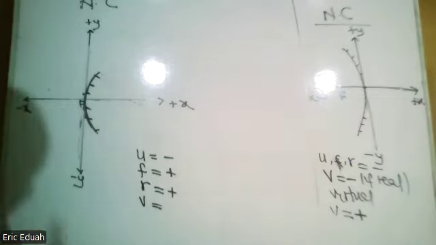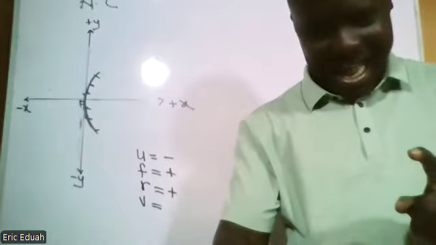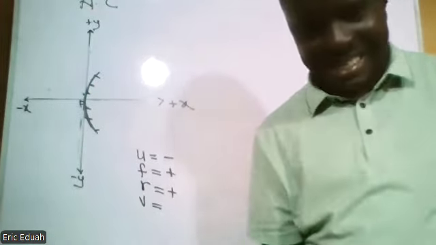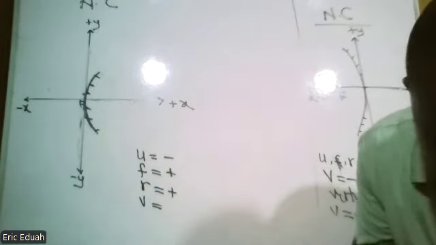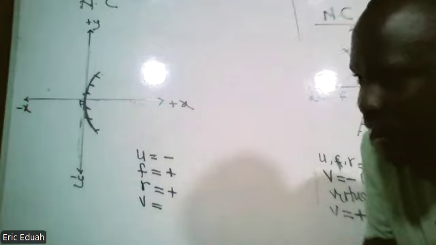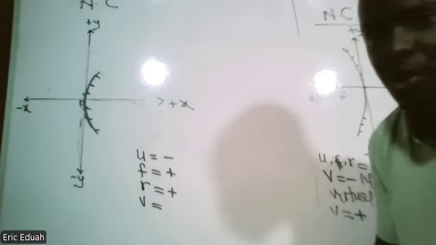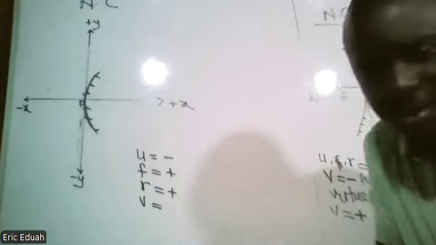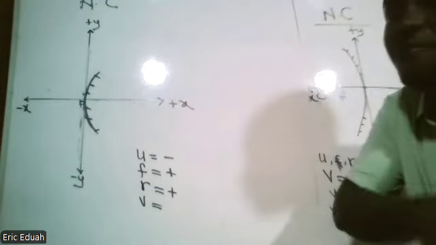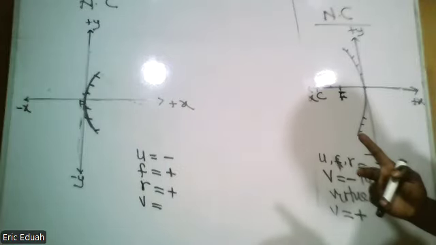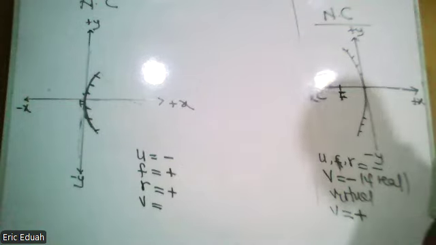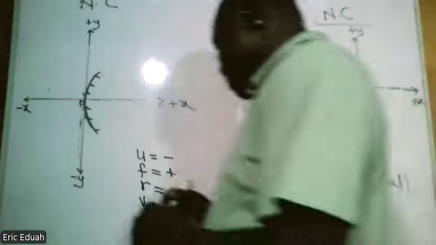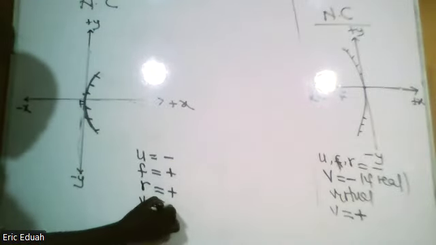Okay, class, listen. I've been saying it and I'll say it again. For all images formed in mirrors, whether spherical or plane, if the image formed is in front of the mirror, it is real. If the image formed is behind the mirror, it is virtual. So if the image is virtual, then it will be formed behind the mirror. So v must be positive.